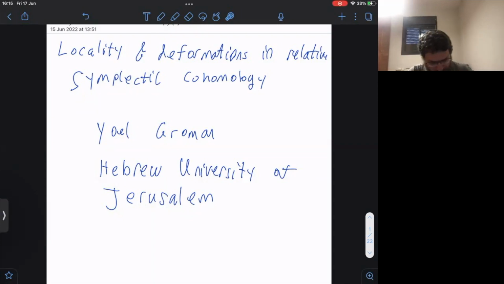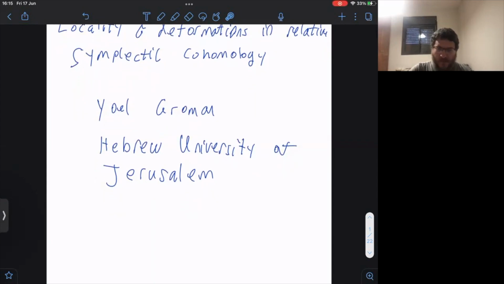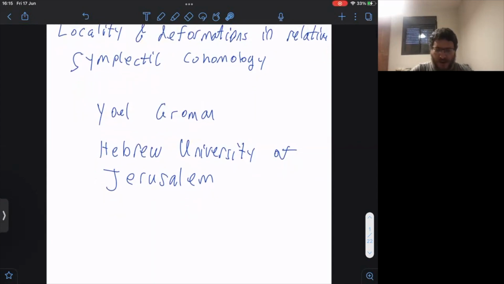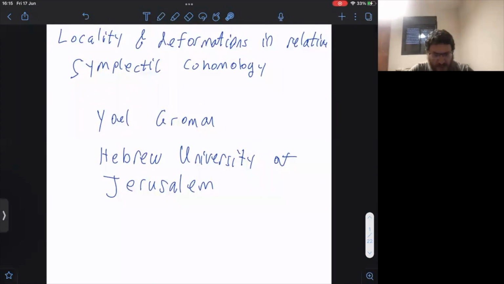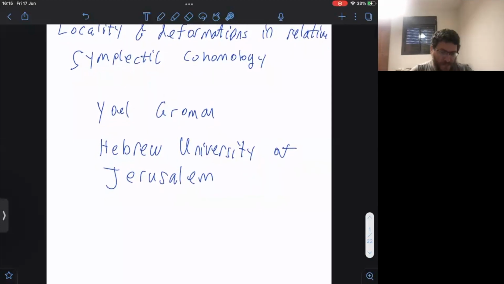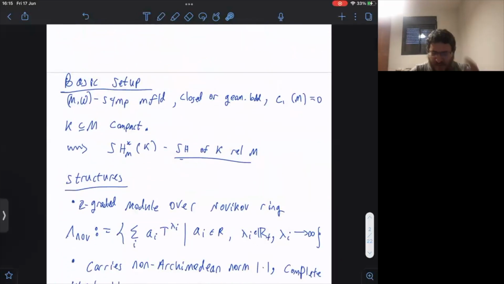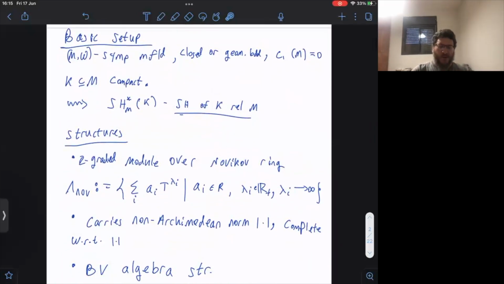So the title of the talk is locality and deformations in relative symplectic cohomology. What I will do is first say what relative symplectic cohomology is as an object, and then I will discuss some methods of computation.